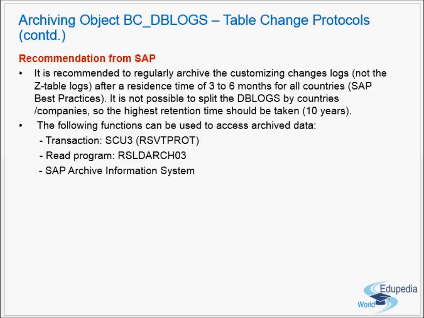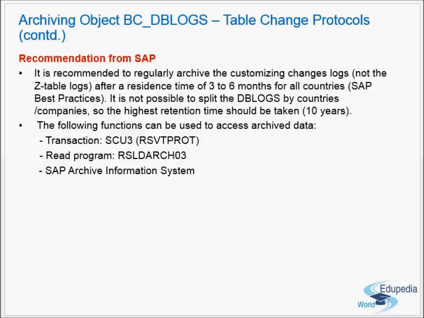So for this table we archive it. SAP says please archive the data from the database after 3 to 6 months and please keep it on the storage device. The retention time on the archive devices can be kept for 10 years. Now, what are the functions to view and access archive data? SE16, then the read program in the SARA code, and the SAP archive information system.